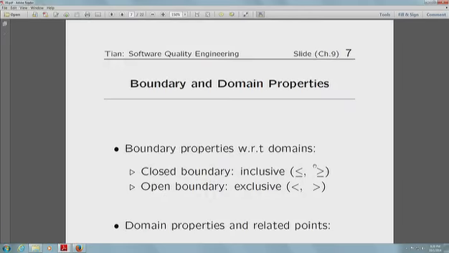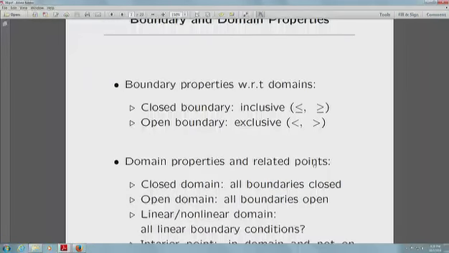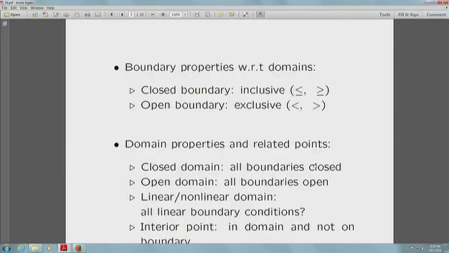Then we look at the properties, whether it's open or closed. Closed means that everything on the boundary belongs to you. Open means that everything on the boundary does not belong to you. So it's whether you are inclusive or exclusive of the boundary with respect to a domain. Whenever you talk about open or closed, it's with respect to a specific domain.